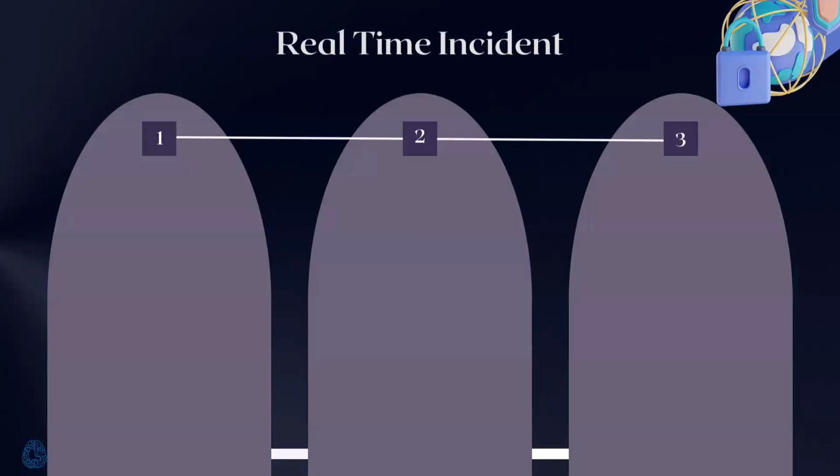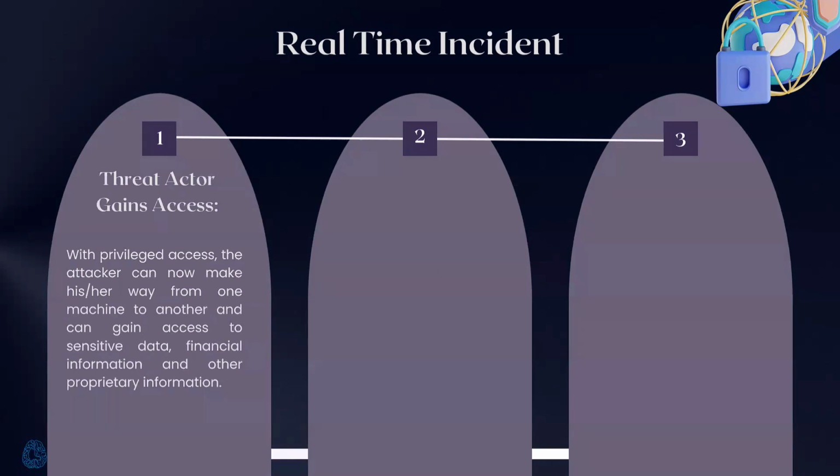And then there is a real-time incident, like what actually happens in real time whenever this vulnerability occurs. So first, the threat actor gains access. With privileged access, the attacker can now make their way from one machine to another and gain access to sensitive data, financial information, and other proprietary information, like getting access to the hosting machine or something connected to the host directly, which gives them access to all the servers across the organization. So these things happen in broken access control in real time.